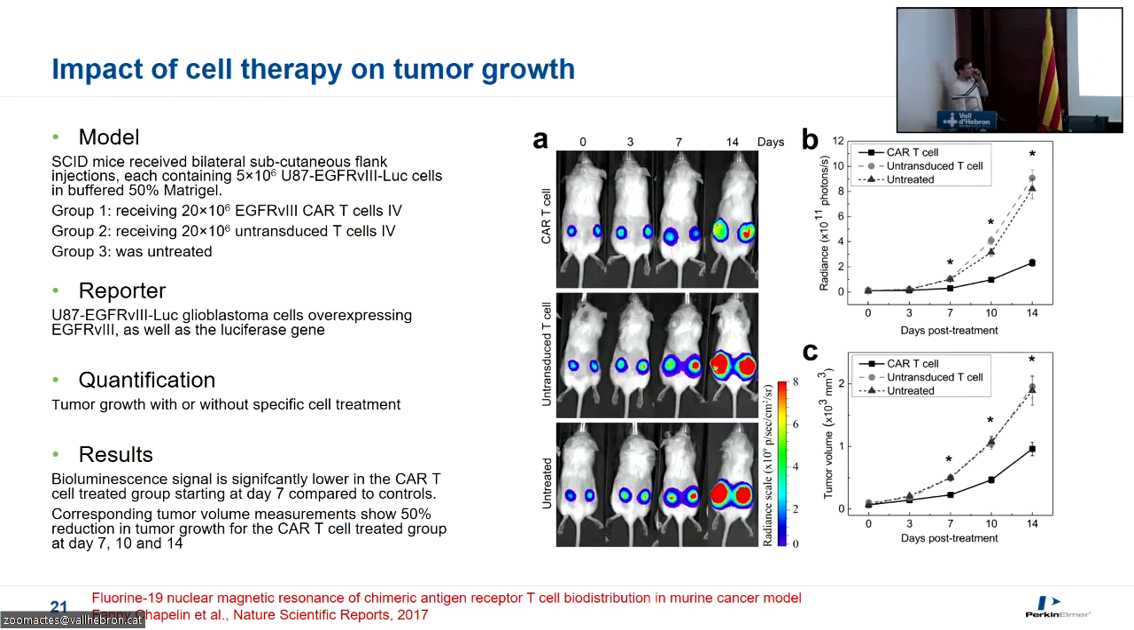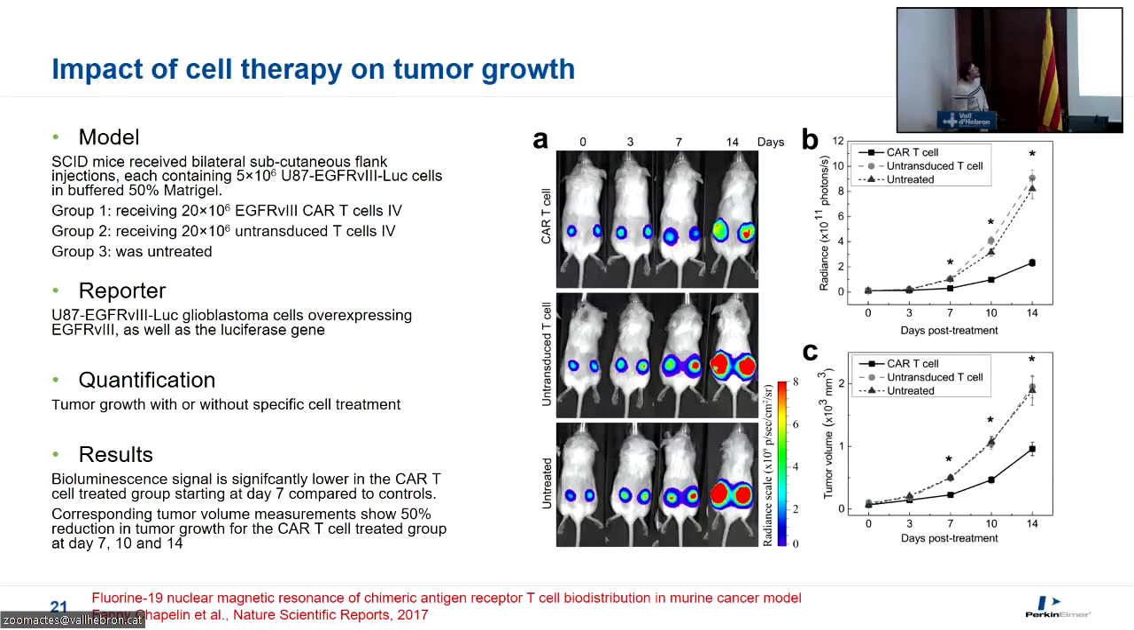Here I wanted to show you the impact of the use of T cells. So in this study, which is done in nude mice, we are using again glioblastoma, so U87, expressing EGFR. Those cells are luciferase positive, and they have been implanted in the right and left flank of those animals. And we did a couple of different treatments. The first treatment is nothing, no treatment, just PBS. Second one was using untransduced T cells, so they should not be that much effective. And the last one is using VEGFR CAR T cells.